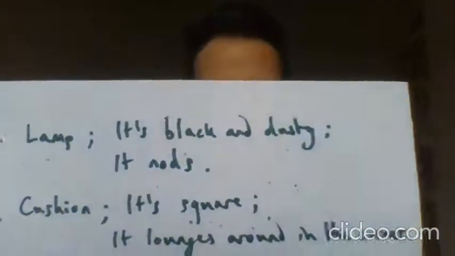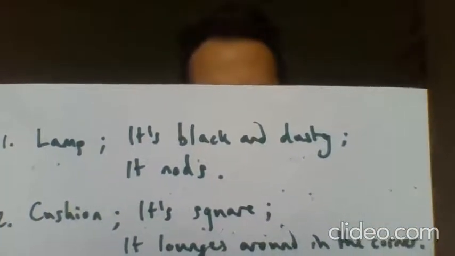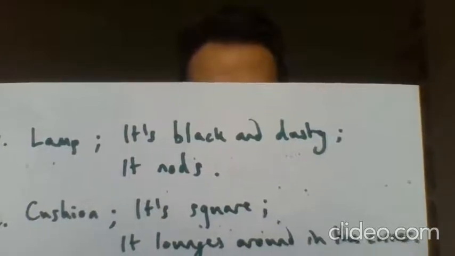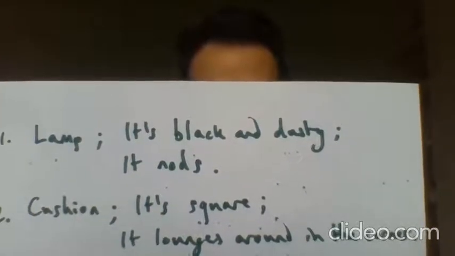It nods. My second object is this, a cushion. What is it like? Well, it's square. What does it do? Well, again, it doesn't really do anything, does it? It just sits there. And actually, I'm going to use that in this. I was thinking, well, if that was a person, what's it doing? It's just kind of lounging in the corner. So that's what you're going to do for each of your 6 objects. This might make it clearer. I hope you can see that. So I've got a lamp. It's black and dusty. It nods. A cushion. It's square. It lounges around in the corner.